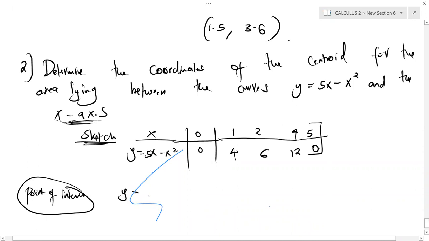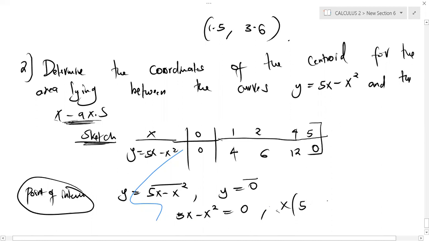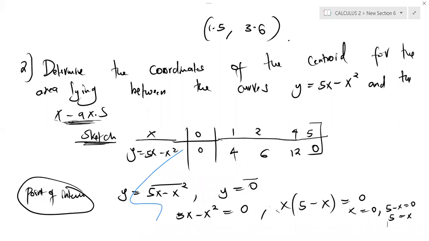So the curve is Y is equal to 5x minus x squared, and the other one is the x-axis, which is Y is equal to 0. So I have 5x minus x squared is equal to 0. This basically gives us x into 5 minus x is equal to 0. So we have a point of intersection at x is equal to 0 and 5 minus x is equal to 0, which basically gives us x is equal to 5. So at those 2 points, that's where they intersect.